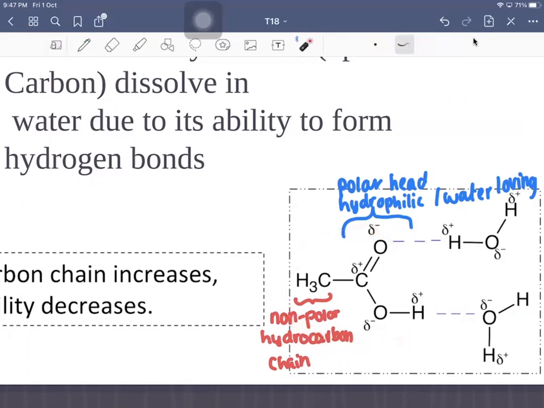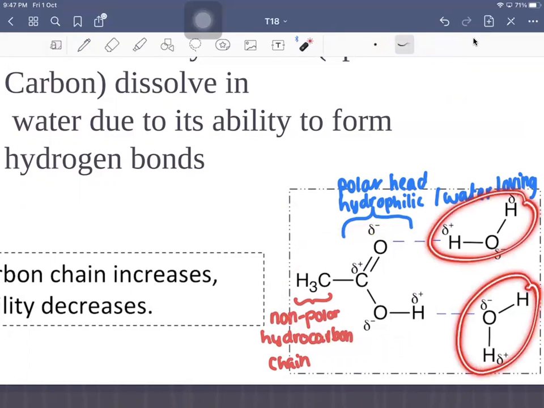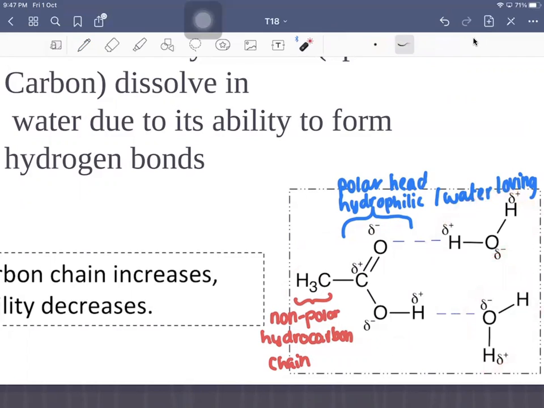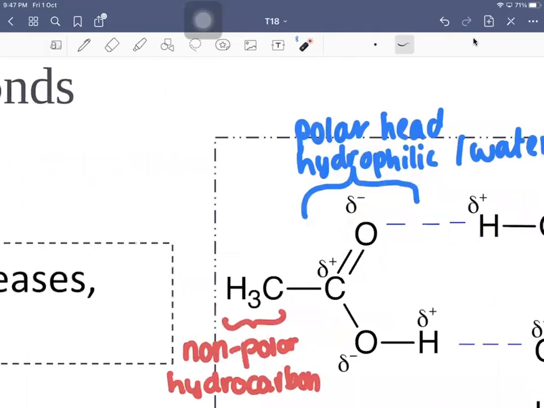Okay, there is a diagram in your notes that shows how hydrogen bonds are formed between a carboxylic acid and water molecules. Okay, so these are showing two different water molecules. The reason for this is because the water molecules are small, so you cannot just form a hydrogen bond with one water molecule. It's not necessary.